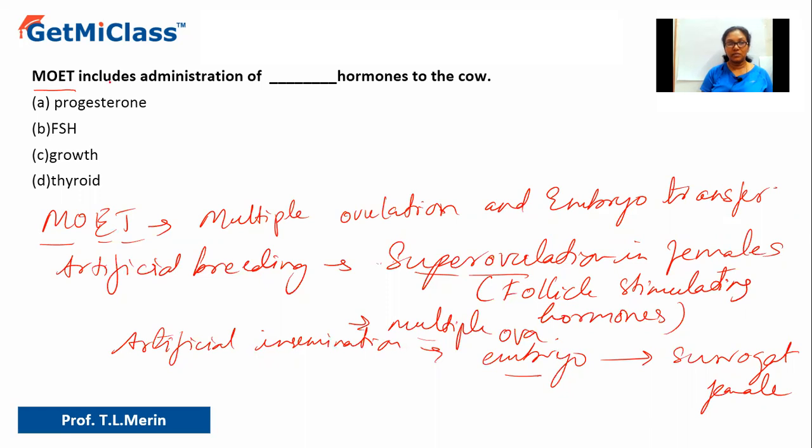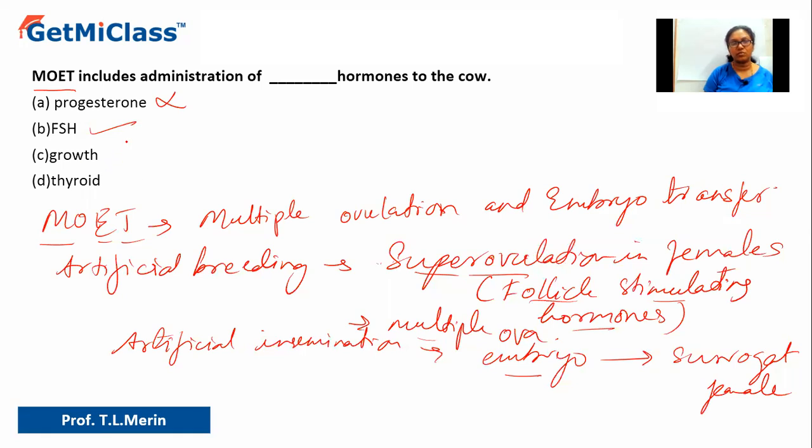Okay. So what does the question say? Question says MOET includes administration of dash hormones to the cow. So which hormone? That is the FSH, that is follicle stimulating hormone. So option A says progesterone. No, progesterone will actually not allow the formation of ovum. So hence it is ruled out. Option B says FSH. Yes, that is the correct answer based on the description.